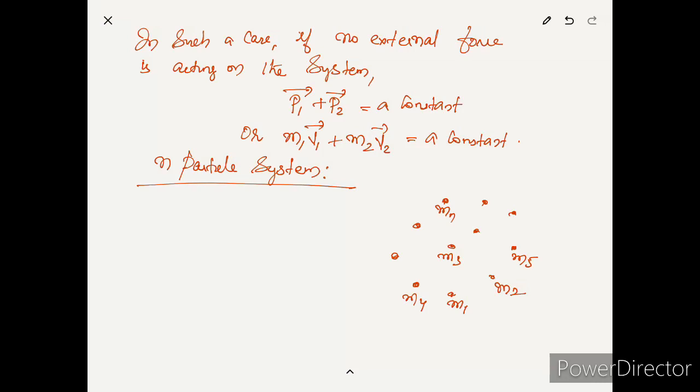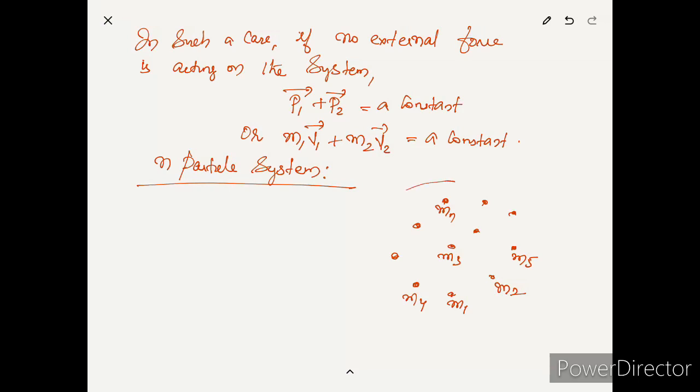And maybe we can assume that this is a rigid body. A rigid body means that the interparticle distance will always be constant, or the distance of a particle with respect to other particles will always remain fixed. Such a body is called a rigid body. Here all kinds of internal motions are also allowed.